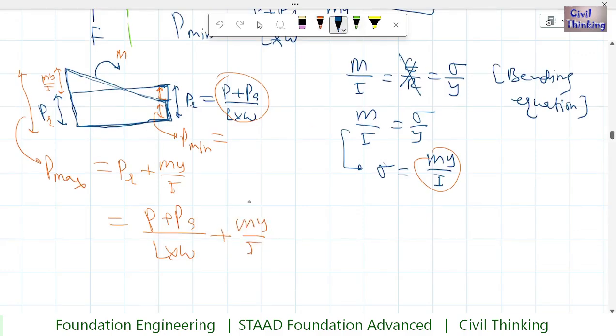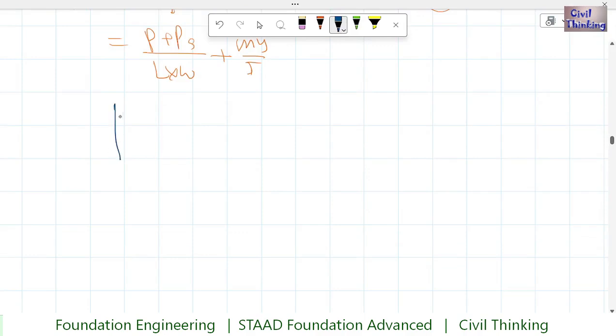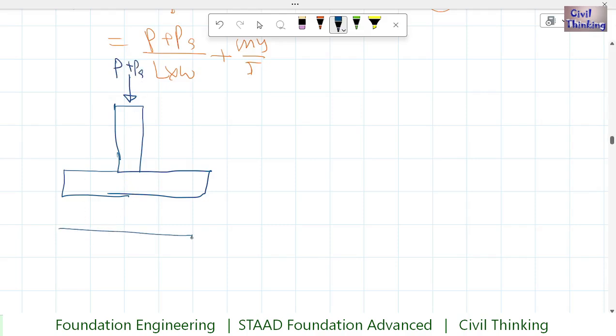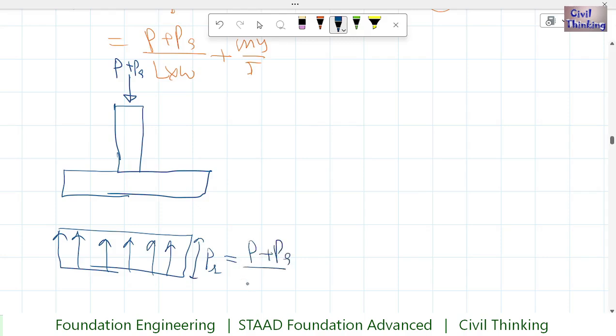Now if I summarize it, this is our isolated footing, right? Now if we have a single load, P plus PA, I mean without any moment, then the pressure diagram is this, right? And what is the value of this pressure? It is equal to P plus PA divided by LW, right?